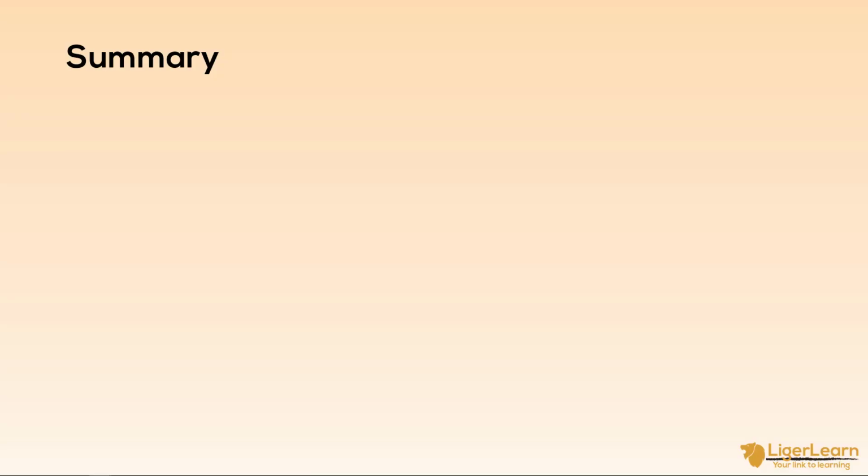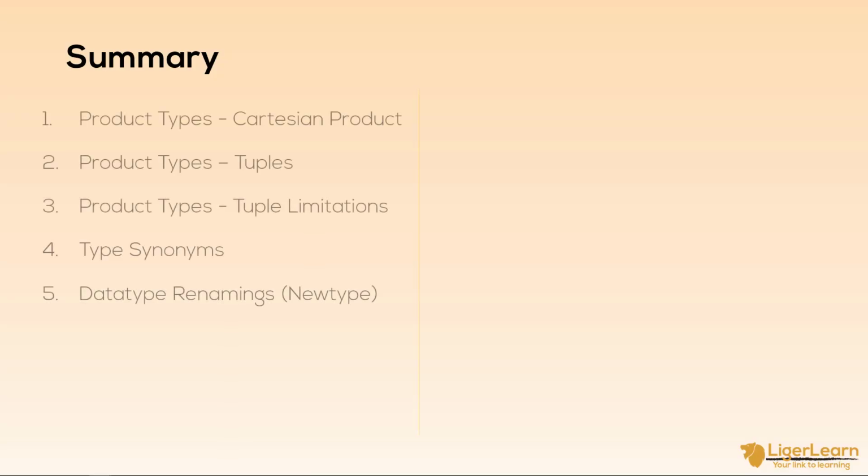We've covered a lot in this module. We began by looking at the theory and understanding that tuples are inbuilt product types in Haskell, but they are limited because they do not provide the level of type safety we want in our programs. We also looked at type synonyms and data type renamings and understood their limitations, with type synonyms only really providing slight readability benefits and renamings being limited to only having a single constructor in the definition.